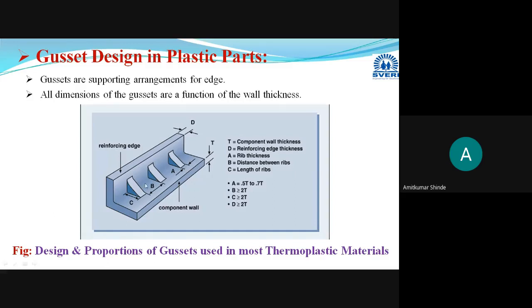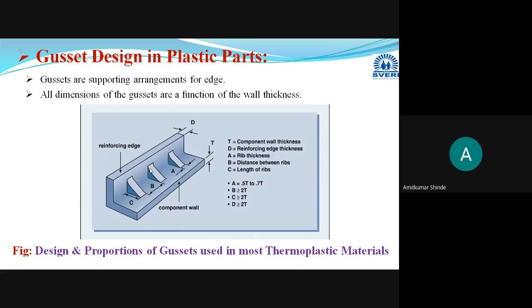And then the distance between two successive gussets should be more than two times the wall thickness, and its length should also be more than two times the wall thickness. These design guidelines you have to follow while designing any kind of gusset, and its ultimate aim is to increase the strength of the supporting arrangement, to provide strength and rigidity to the boss. And that boss is ultimately helping us to join different plastic parts.